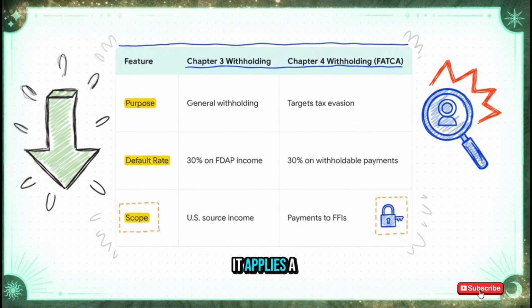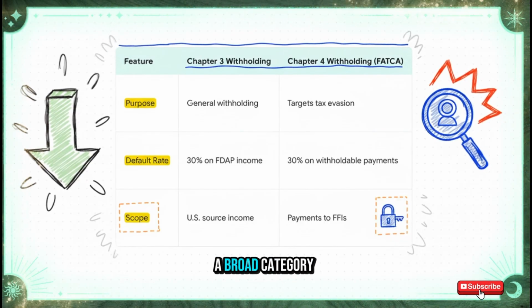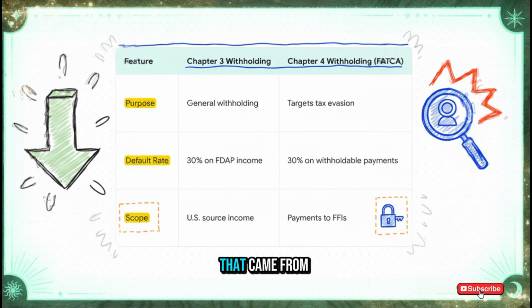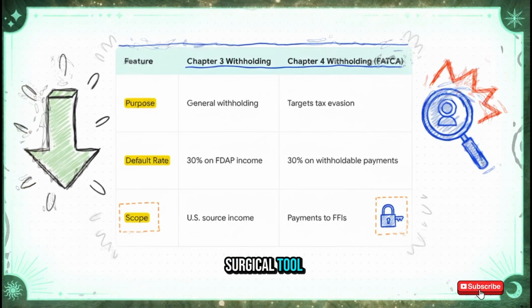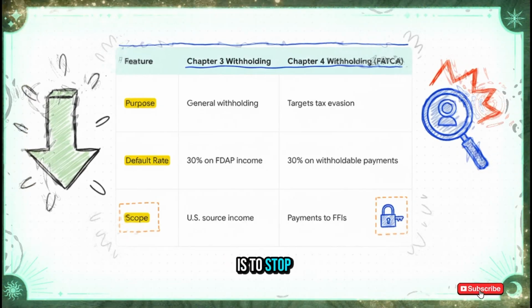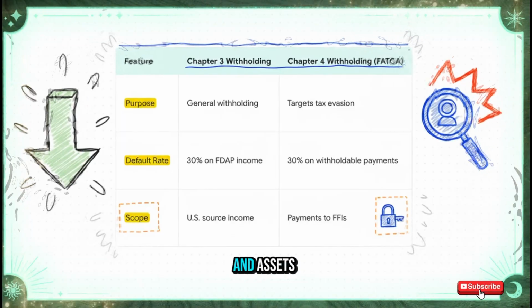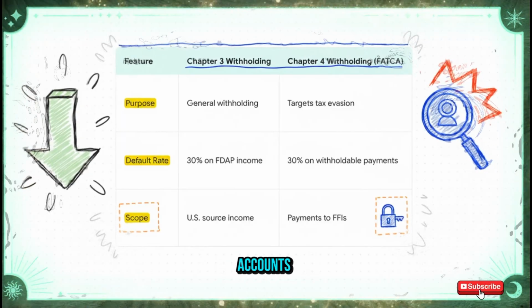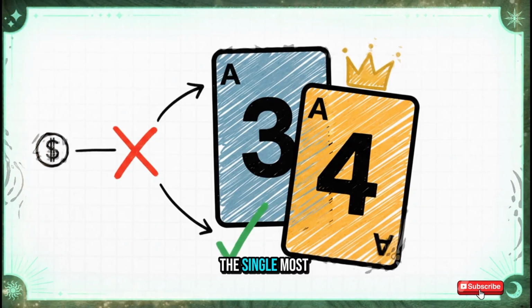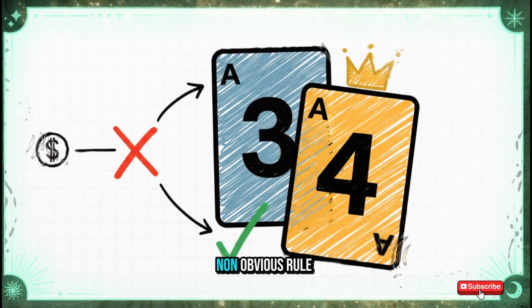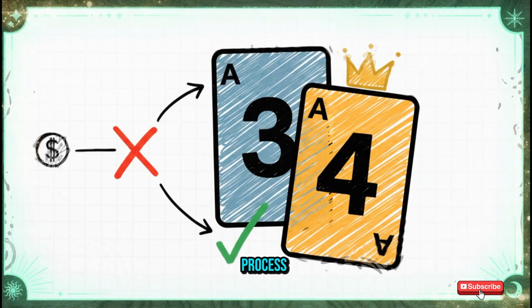It applies a default 30% tax on a broad category of income. But Chapter 4 is different. That came from the FATCA law, and it's much more of a surgical tool. Its whole purpose is to stop US taxpayers from hiding money and assets in overseas financial accounts. And right here, this is probably the single most important, non-obvious rule in this whole process.